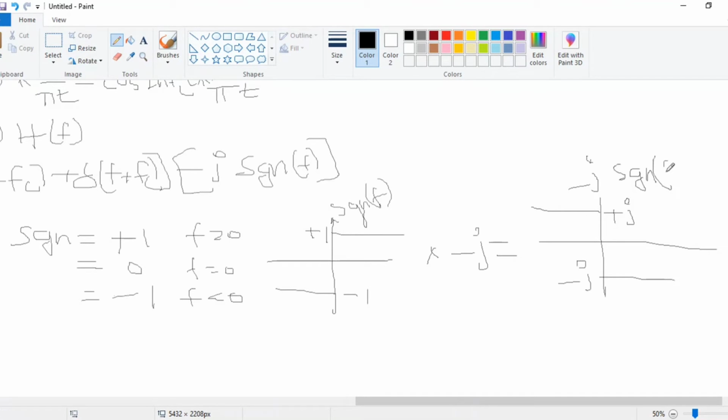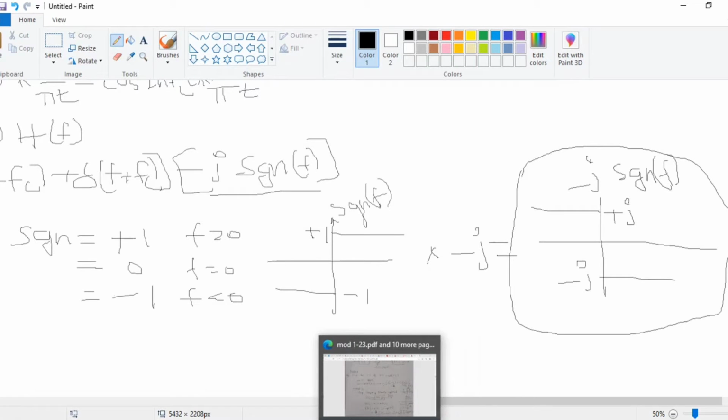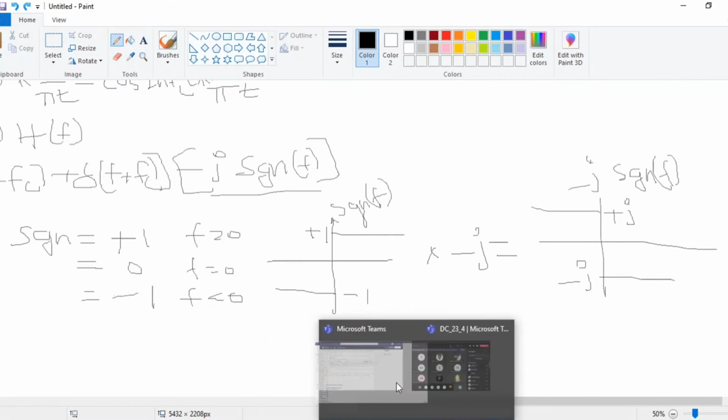Any doubts until here? Anybody have any doubts? See, this complete thing I have done here. This is a signum function, and that is multiplied with -j. So my signal will become like this, right? Any doubt with this signal representation? Is it clear? Okay, fine.